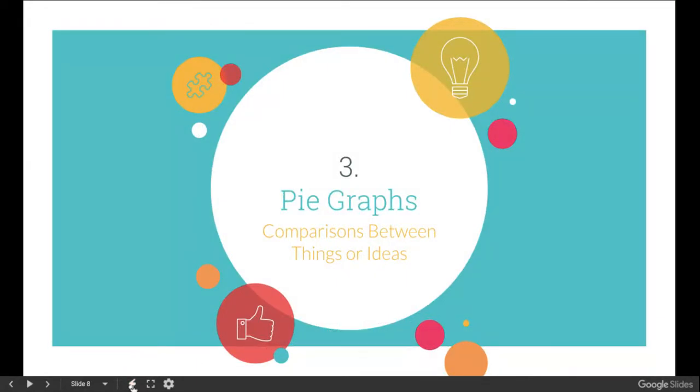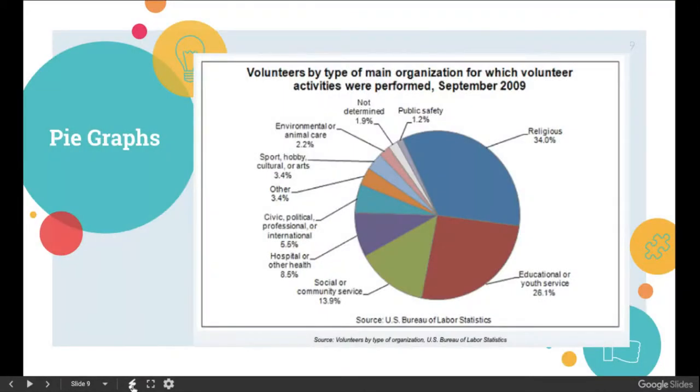In some cases, these are referred to as circle graphs, but most of the time as pie graphs because they look like a pie. So let's take a look at our first pie graph. So this graph shows you how a whole is divided into parts. So if we look up here, again, always look at the title. So this is September 2009, and this is about volunteer activities for volunteers in a Maine organization.